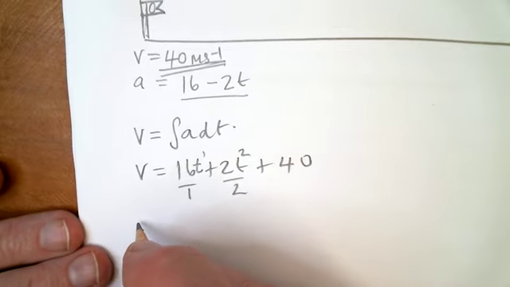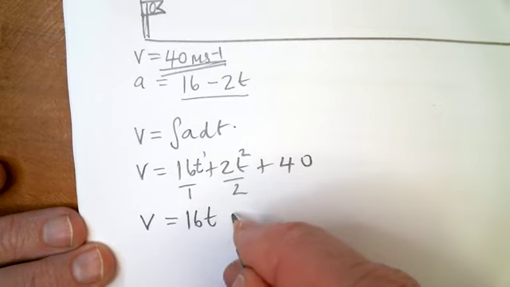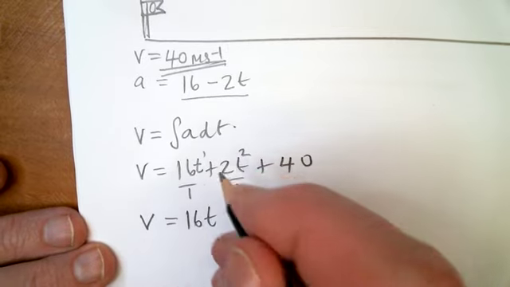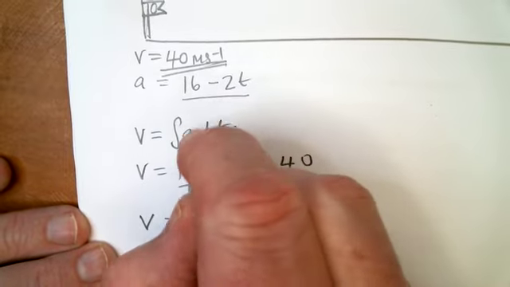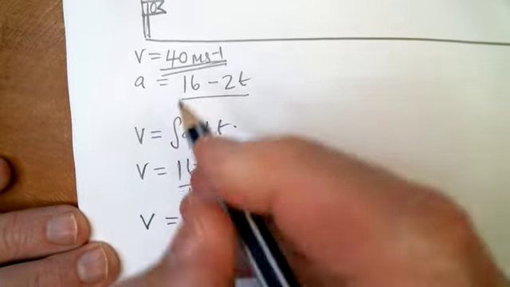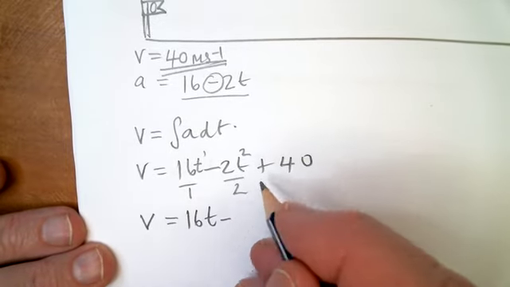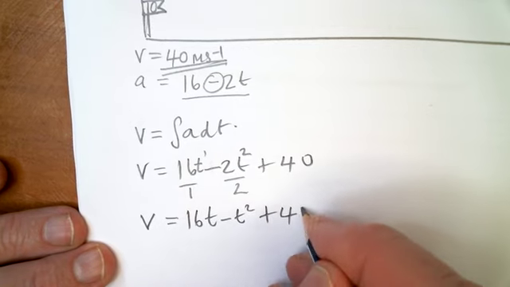Now, there's a reason why we don't need to do this, and I'll show you, but it's going to be 16t minus. What am I doing? I should have a minus in there, not a plus. Because it's a minus. Here we are, it's a minus. Minus t squared over 2 is going to be t squared, plus 40.